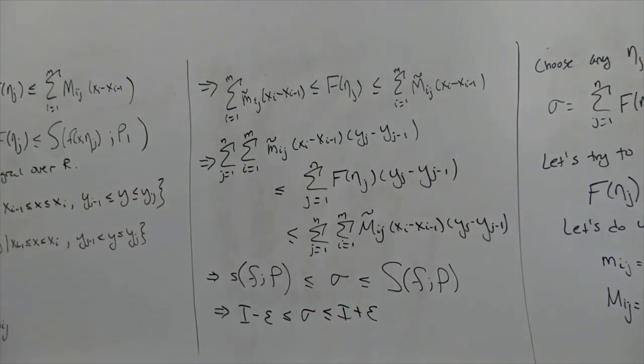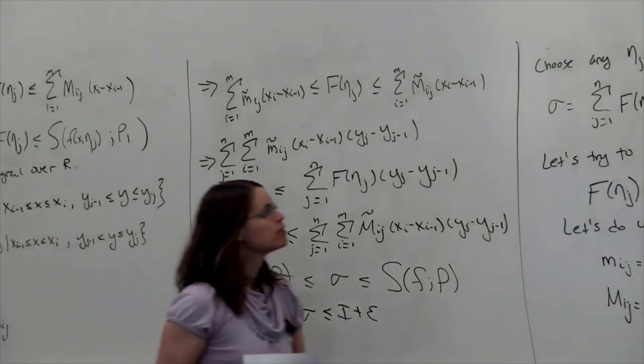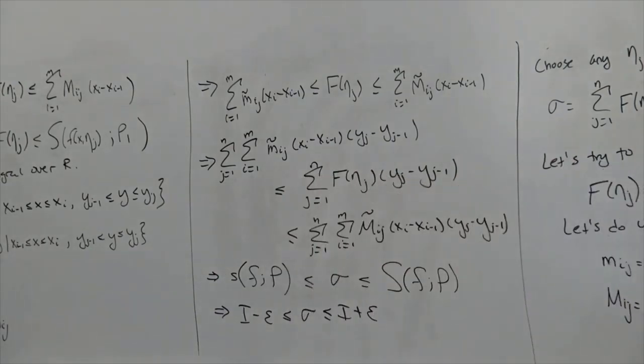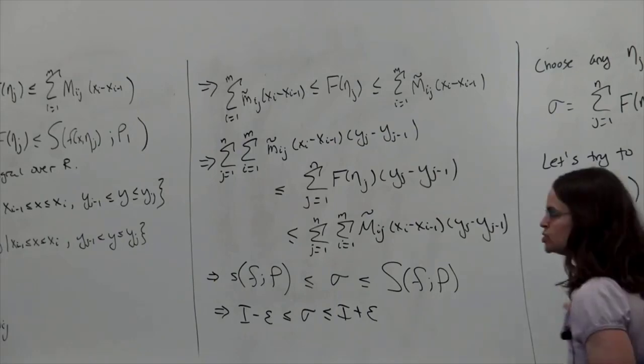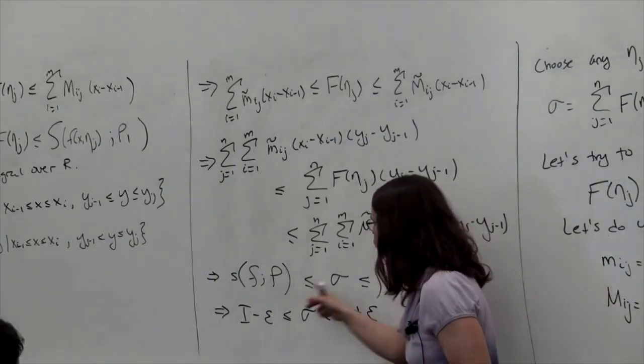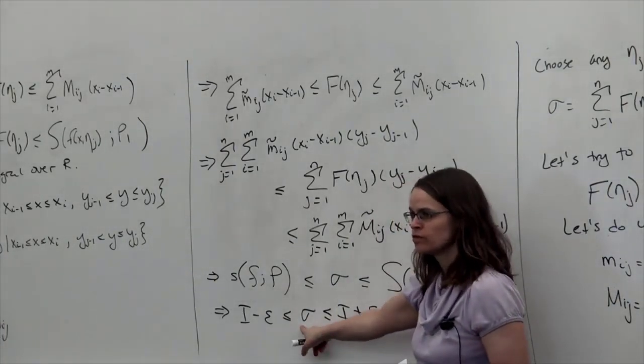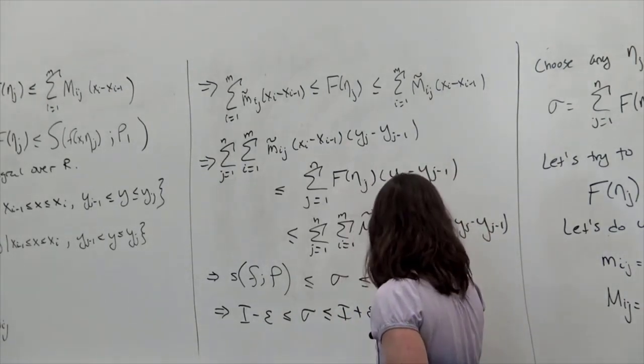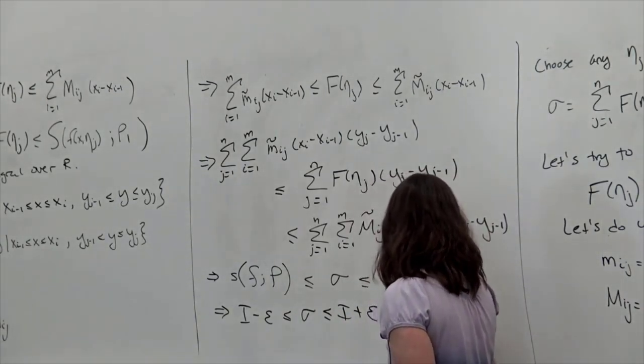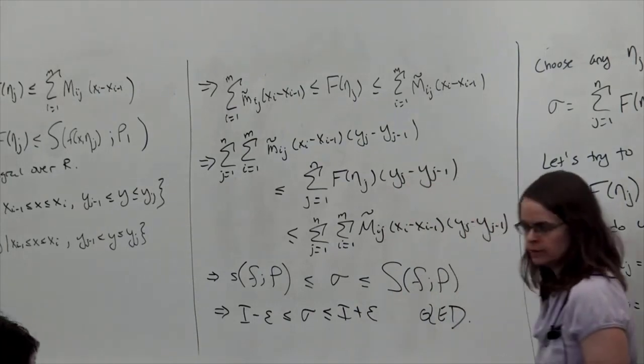And that's what we needed to show, right? We started with a generic partition of P1 and P2. We built up the Riemann sums that would come from the iterated integral. Okay? And we showed that, indeed, those Riemann sums always stay within a distance epsilon of I. So that is, indeed, exactly what we needed to show.